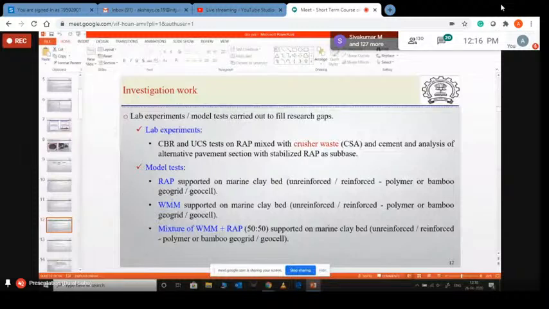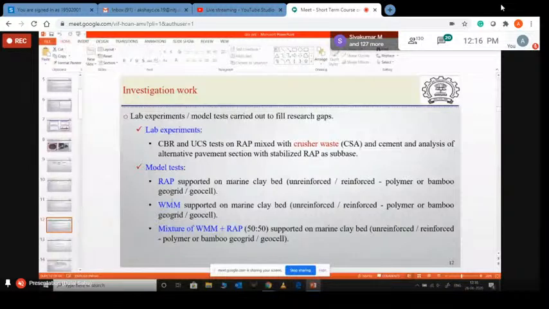I have tried to take this cost based on a rate analysis for somewhere in this area in Maharashtra. So I could say that using RAP and crusher waste with 4% cement as a replacement of subbase, we found that life is increased and cost is also reduced. So we thought that this probably could be a better option to utilize. With this, the first part of the presentation is completed.